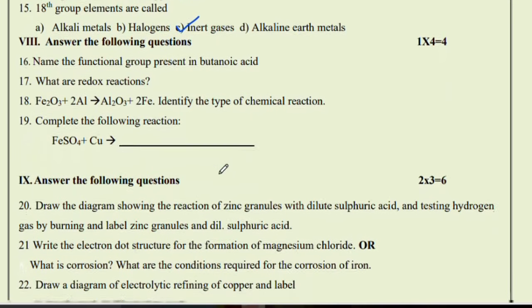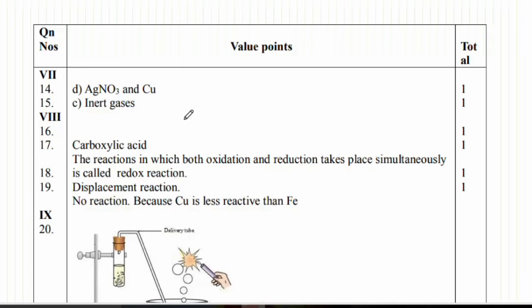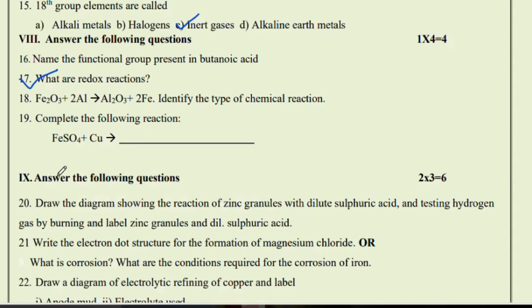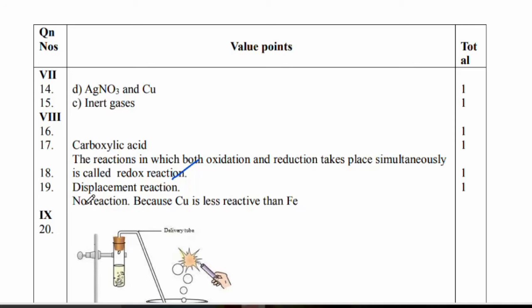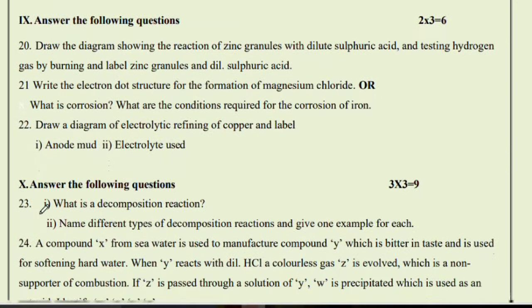Next, answer the following questions. Name the functional group present in butanoic acid. Butanoic acid has the carboxylic acid group, COOH. Next, what is a redox reaction? In a redox reaction, oxidation and reduction happen simultaneously, and we call it a redox reaction. Next, 19th question, complete the following reaction: FeSO4 plus Cu. Here there is no reaction, because copper is less reactive than iron, so no reaction takes place.